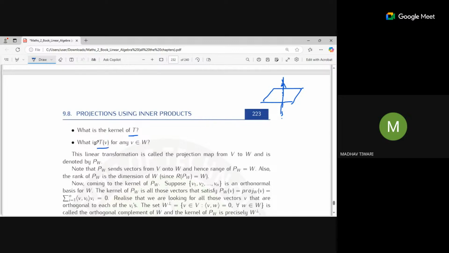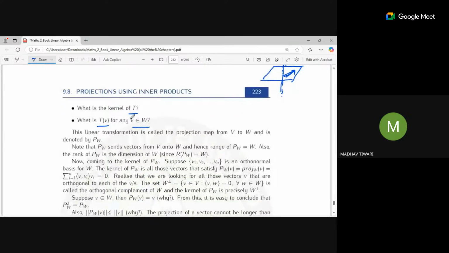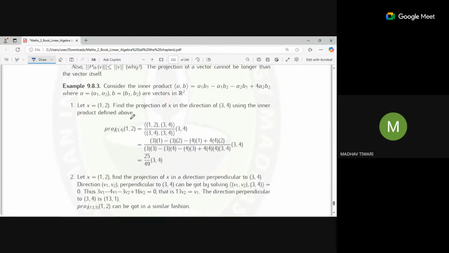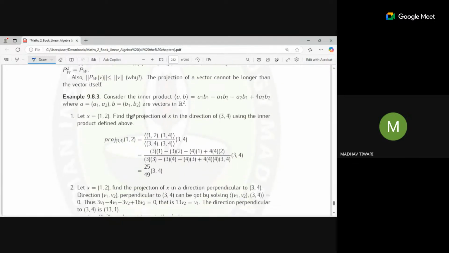Its next question is, what will be the transformation of any vector v that is already on W? If it is already on W and I want to find its projection, it will be the same vector, because its shadow on this subspace will be the same. So it will be this.